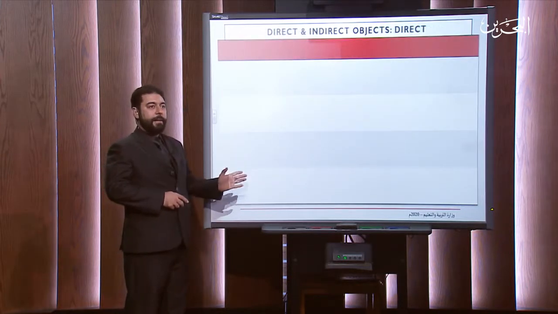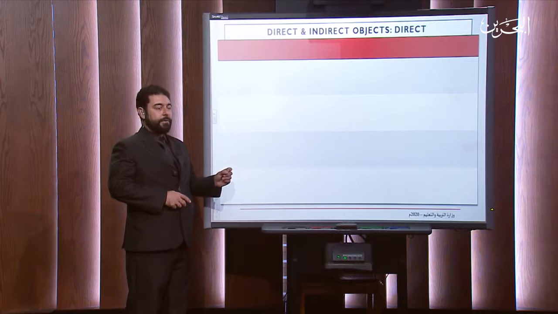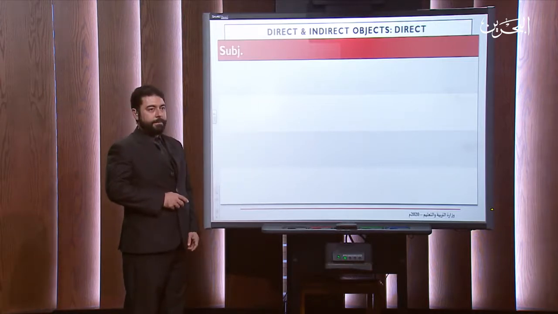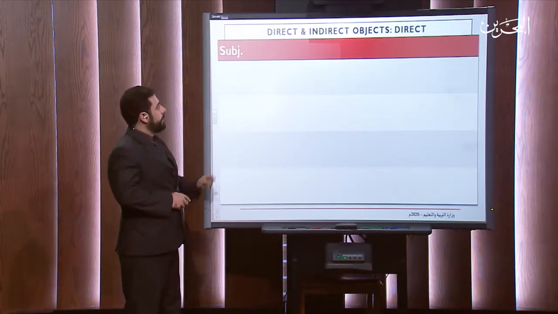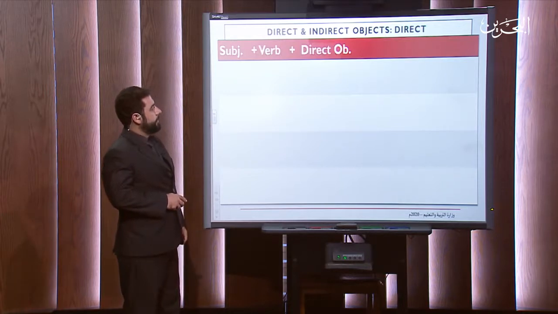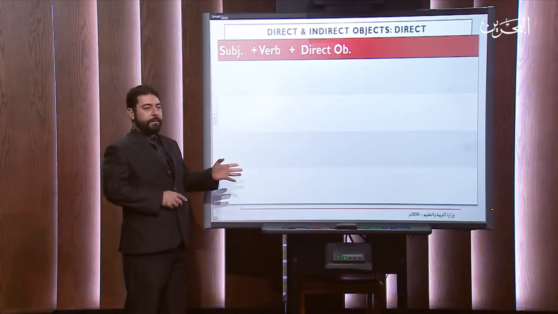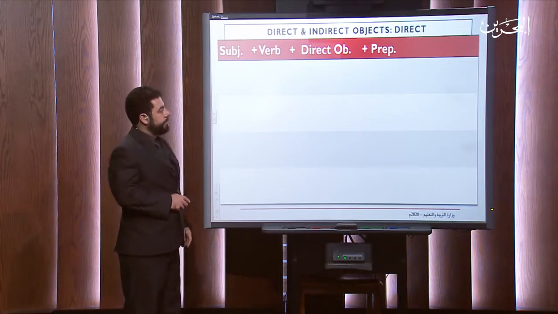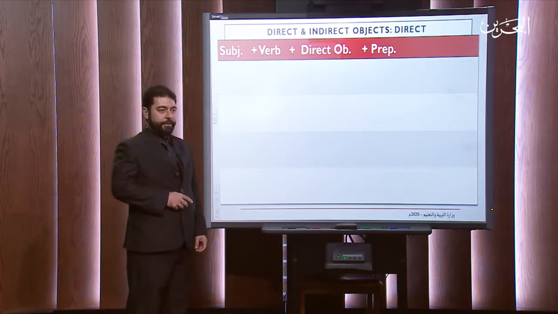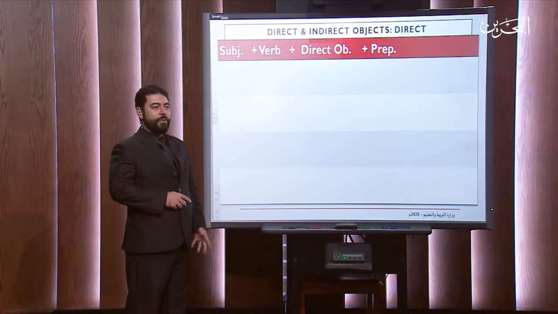Now, I'm going to explain how to write a direct and indirect object, but starting with the direct. So, we start with the subject, a verb, a direct object. Now I switched. Plus a preposition like to, for.